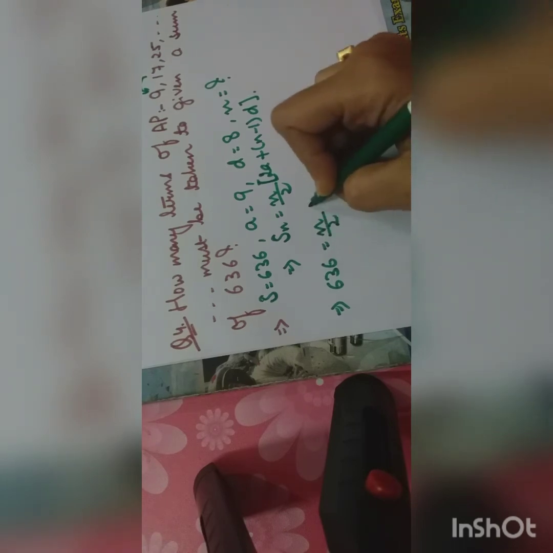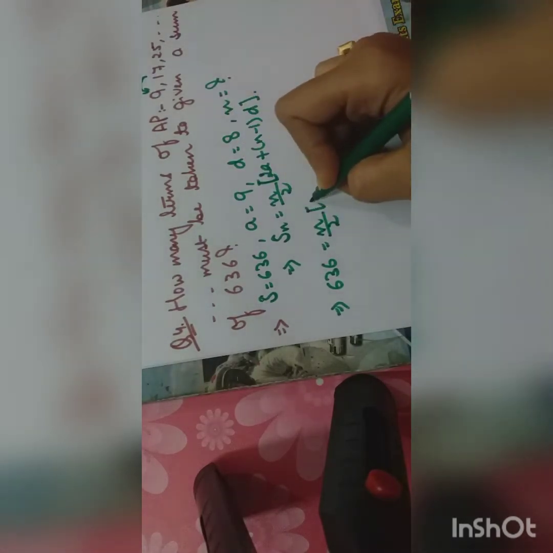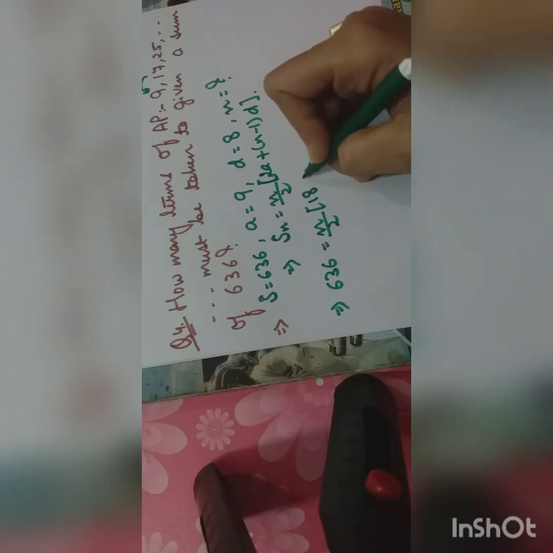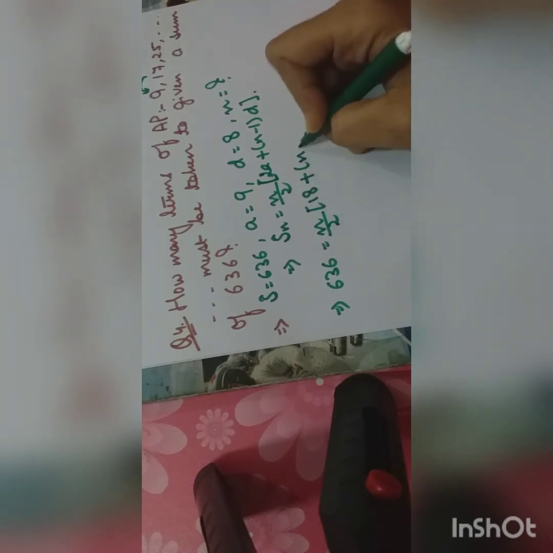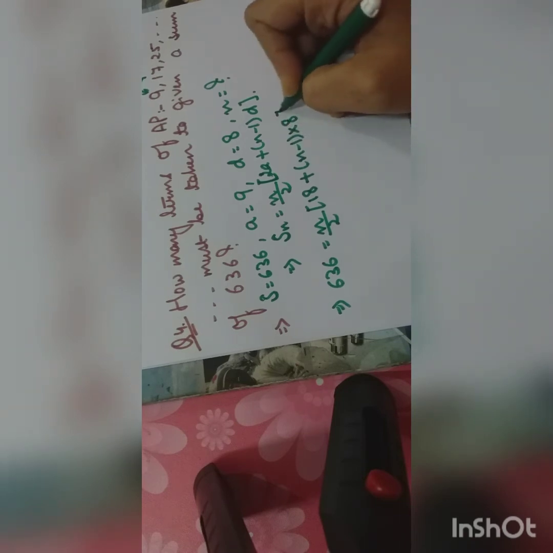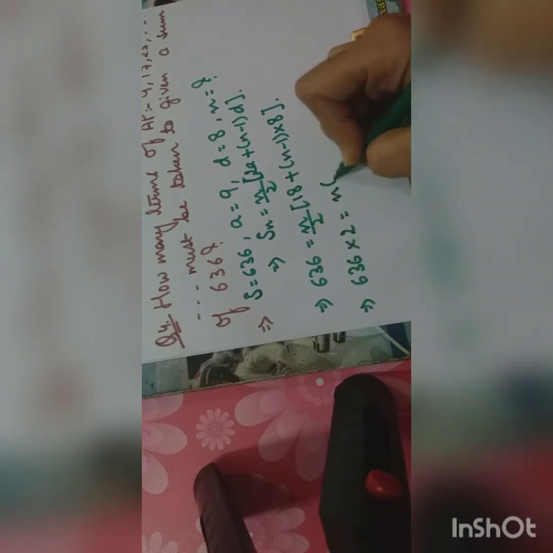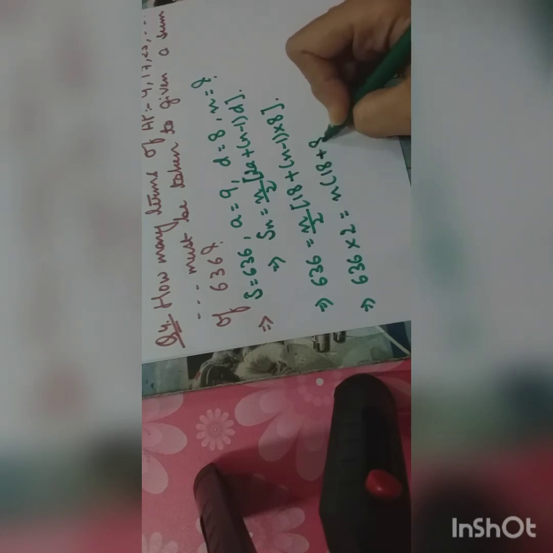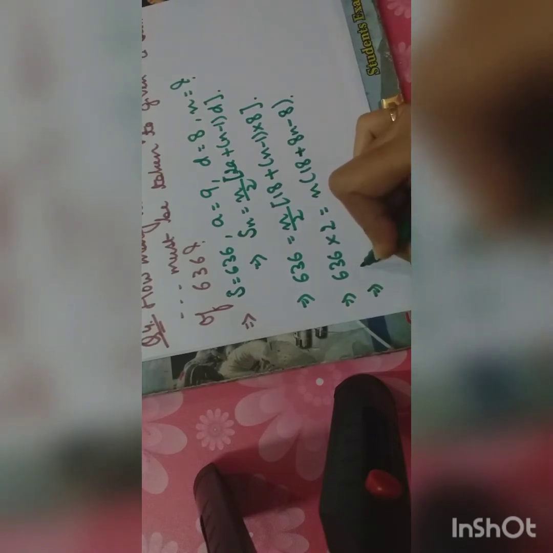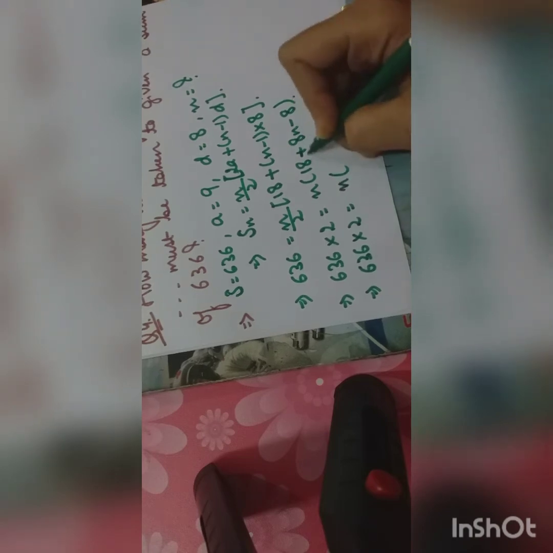So n by 2, 2A. So 2 into A is what? 9. So 2 into 9 will be 18 plus (n minus 1) into D, and the D value is 8. So here I will get 636 into 2 equals n into (18 plus 8n minus 8). So here I will get 636 into 2 equals n into (18 minus 8, that is 10, plus 8n). I am doing it on the next page.